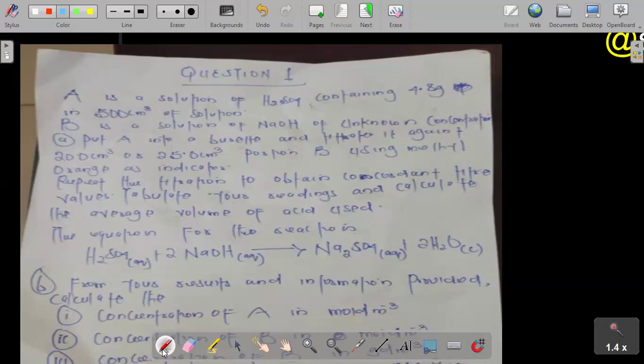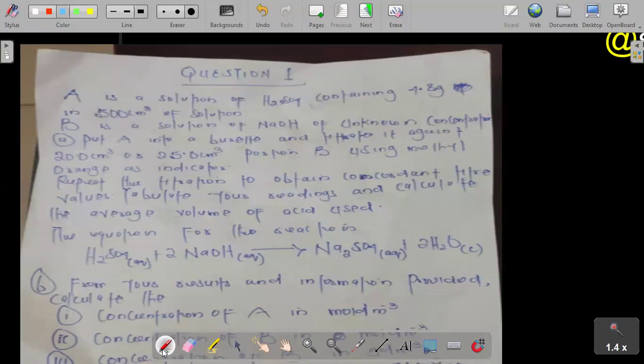Victor, let me ask, have you been told the endpoint yet in your school? Hello, Victor? No. Okay. So the endpoint we are using is 12.20 cm cube. So what we're going to do now, we're going to answer the question A. Put A into a burette and titrate it against 20 or 25 cm cube portion of B using methyl orange as indicator. Repeat the titration to obtain concordant titer values. Tabulate your readings and calculate the average volume of acid used. So let's answer the question A now.